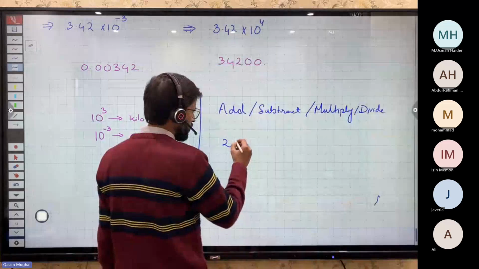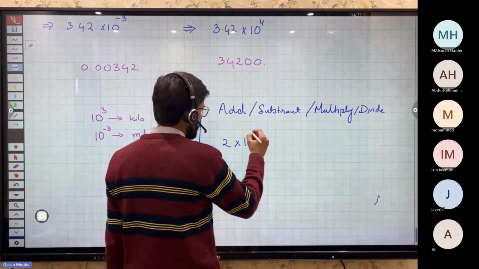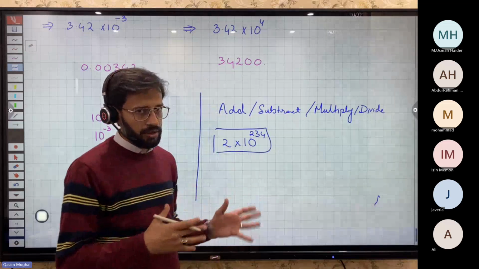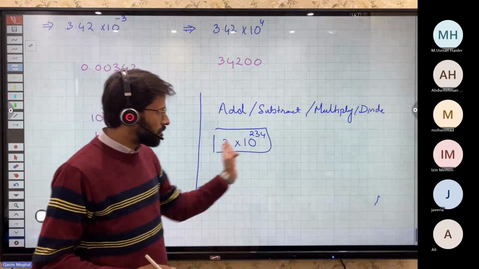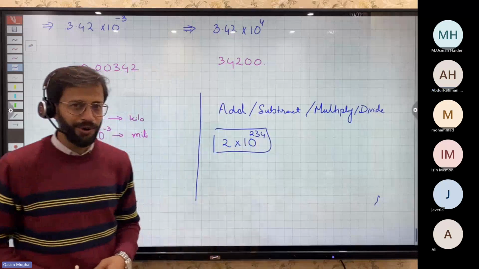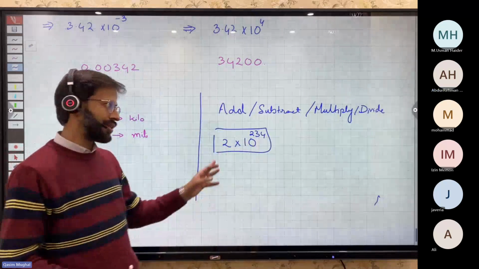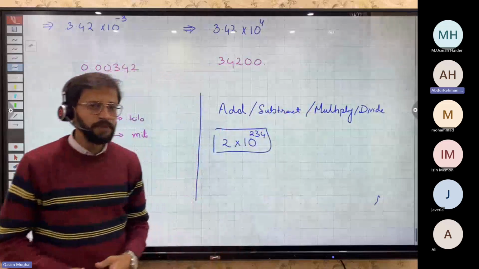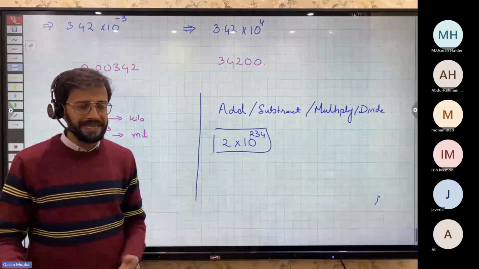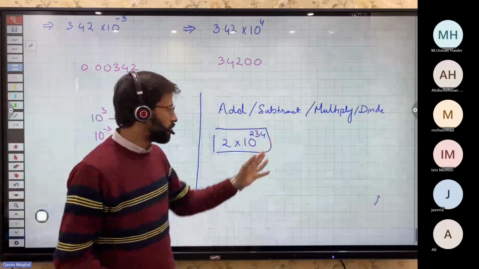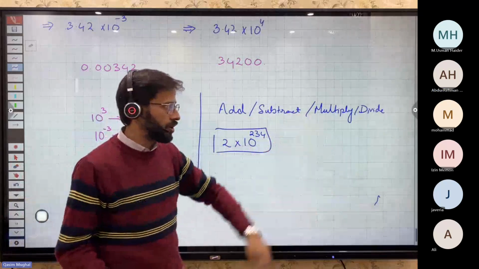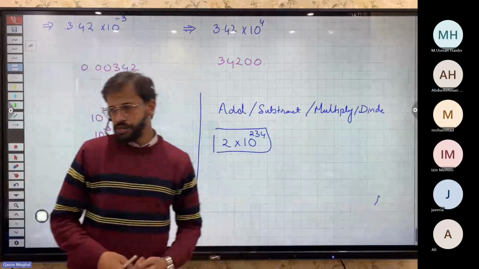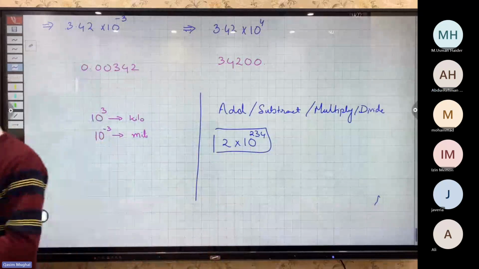For example, 2 into 10 raised to the power 234. Your calculator does not have the capacity to handle this large number. Basically there are 234 zeros ahead of it. So the calculator hangs, gives an error, or gives no answer. Then they ask you to add, subtract, multiply, or divide. So that is why it is important to know the basic skill of how to add, subtract, multiply or divide manually without using a calculator. We will see that tomorrow, inshallah.